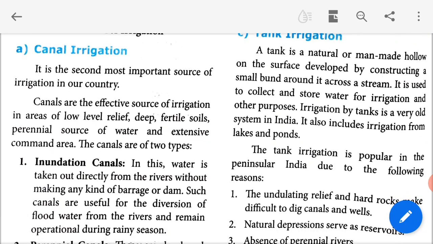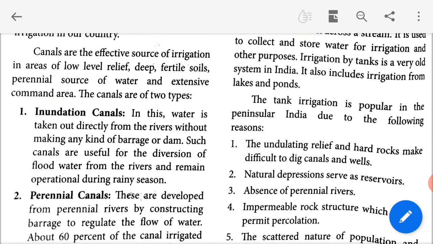Canals are an effective source of irrigation in areas of low level relief, deep fertile soils, perennial source of water and extensive command area. So wherever the soil is fertile, the river source is good throughout the year, and there is a huge area to be cultivated, you use canal irrigation. The canals are of two types: inundation canals and perennial canals.